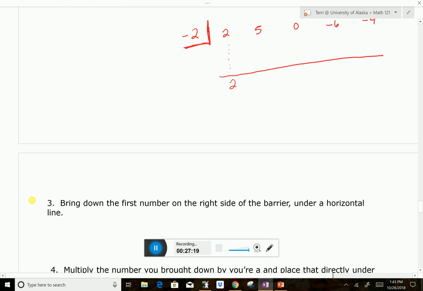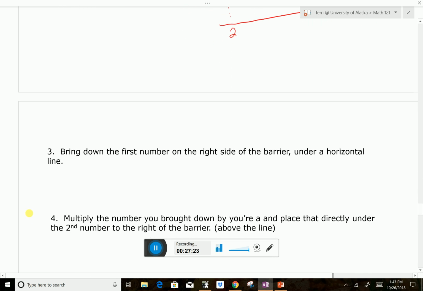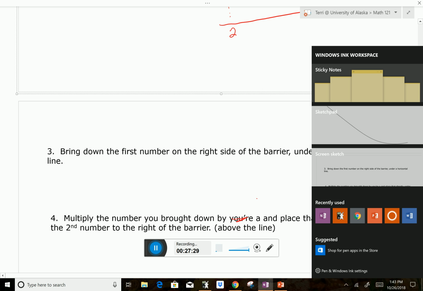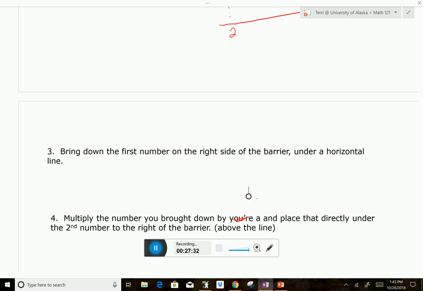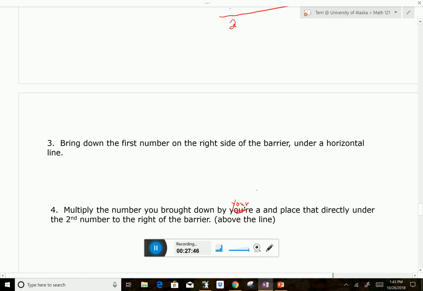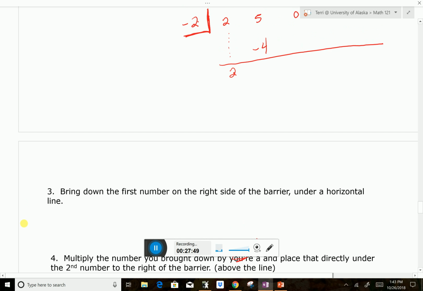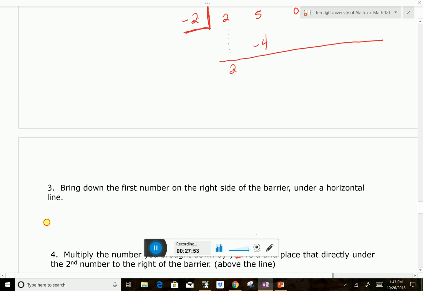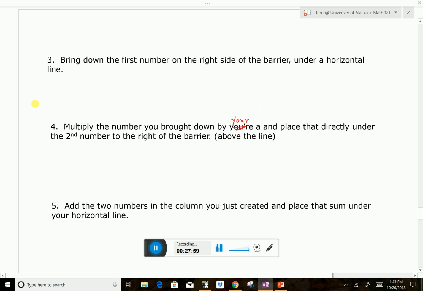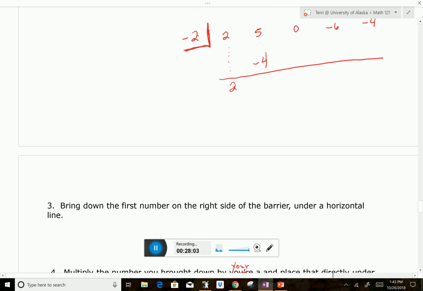That's the next step. Step 4: multiply the number you brought down by your a. Your a is right here, so 2 times negative 2 is negative 4. And place that directly under the second number to the right of the barrier, above the line. Now, step 5: add the two numbers in the column you just created, and place that sum under the horizontal line. So 5 plus negative 4 is 1.